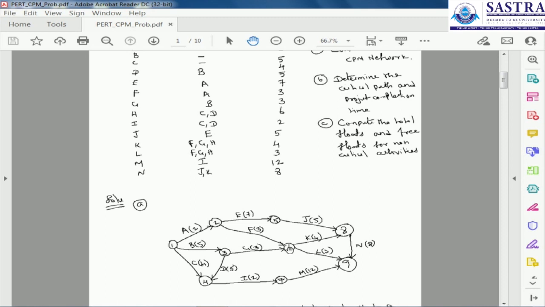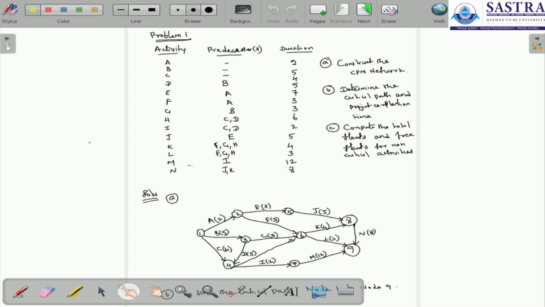The next activity is H, and it starts from C and D, from node 4 to node 6, with duration H of 6. The next activity is I, which comes from predecessors C and D. So we have to draw the activity I from node 4.